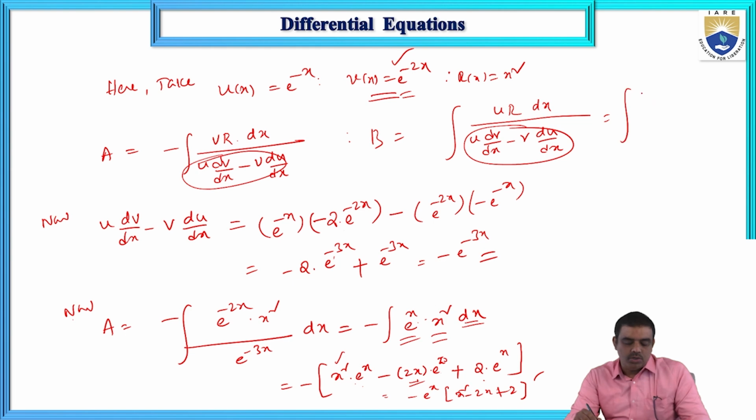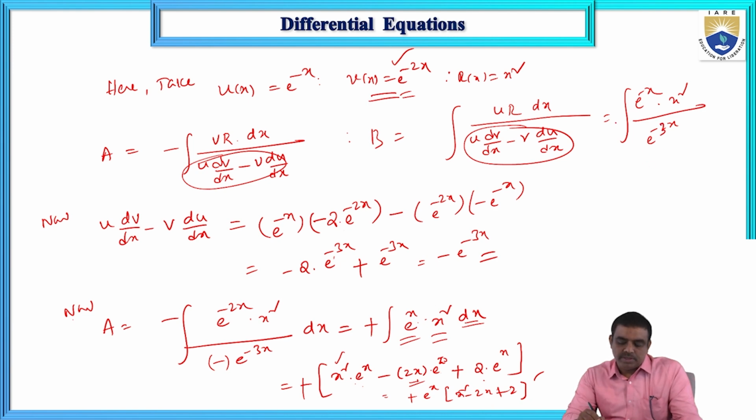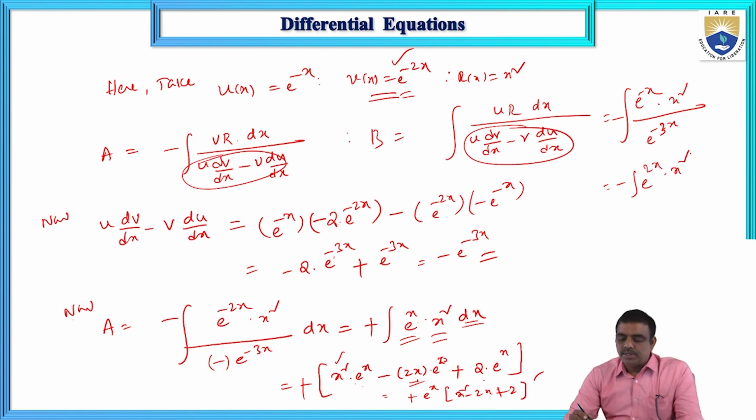The formula is integral u r. u means e power minus x, r is x square, by the denominator e power minus 3x, and minus also is there, so it will be plus. The formula is plus of this, and here e power minus 3x with minus sign. So it is minus integral, on writing e power 3x in the numerator, it is e power 2x into x square dx.